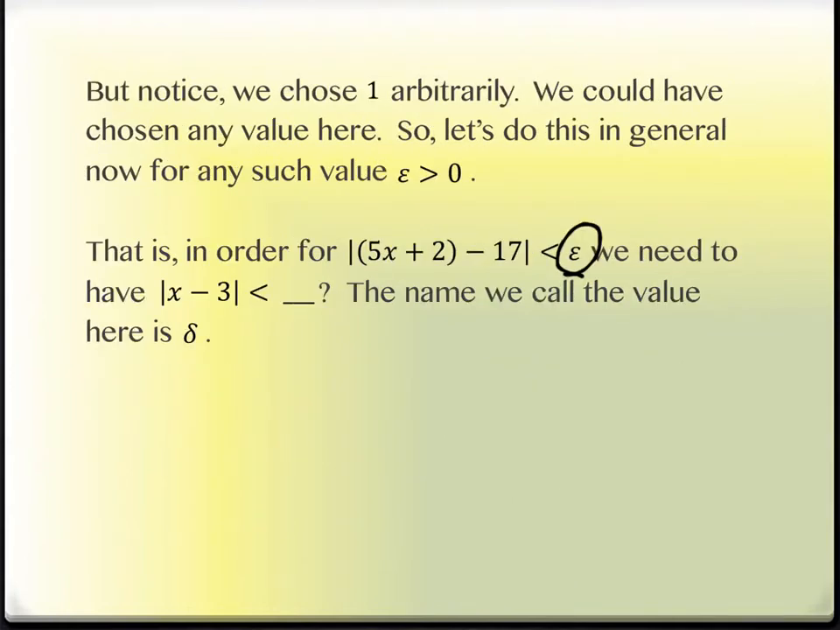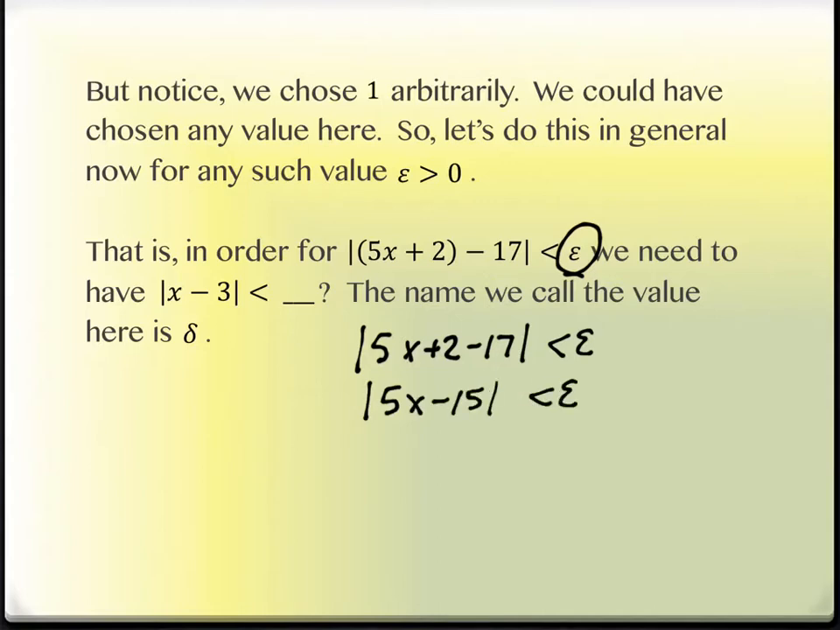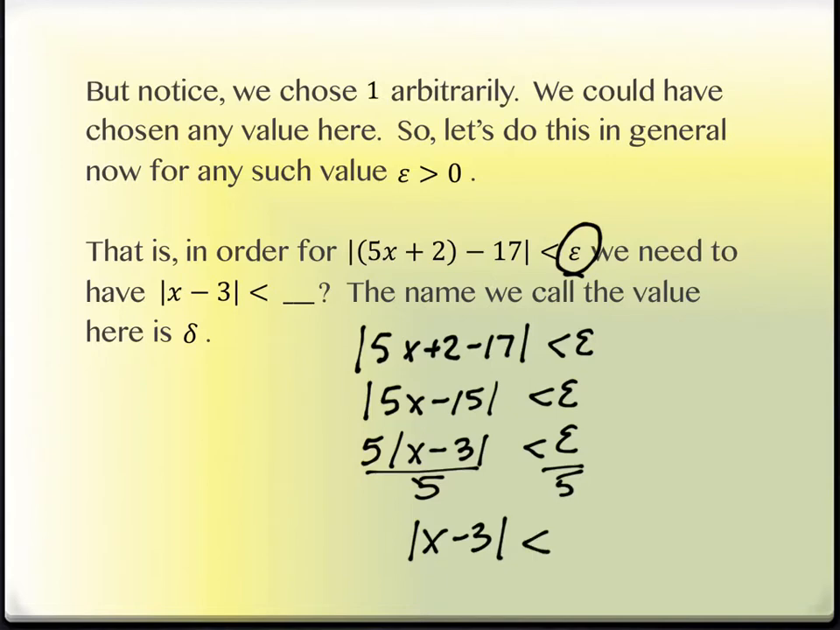As we work these problems, we're going to take the 5x plus 2 minus 17. We're going to combine like terms when we have the ability to do so. We're going to factor things out. And we're going to divide by that coefficient in front. So my absolute value of x minus 3 has to be epsilon over 5 away. And again, it's coming from the slope, like we said before. So that's where this thing is coming from.